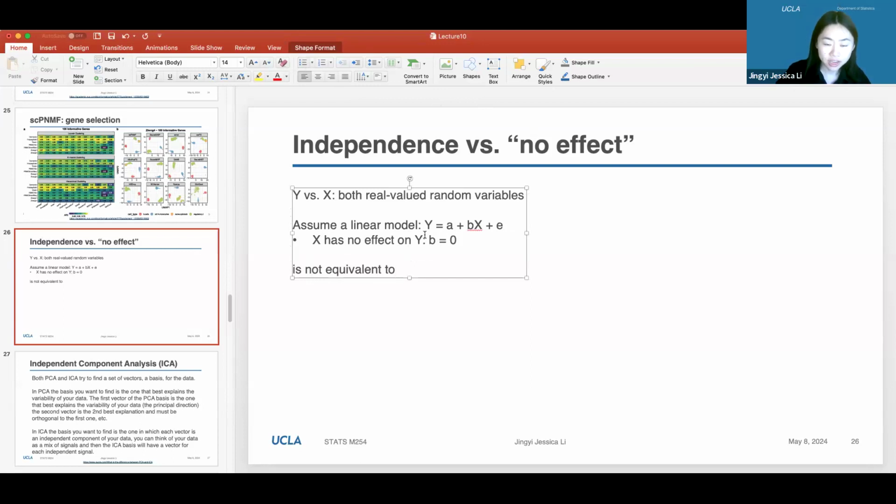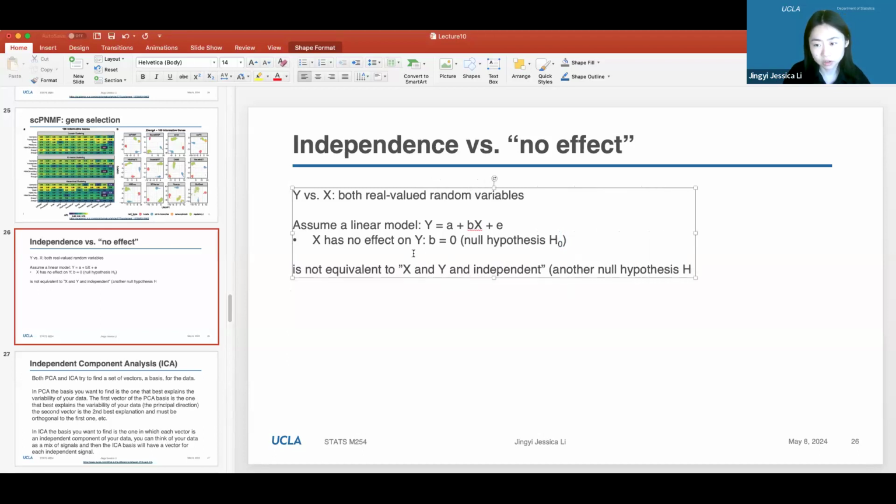If I call this the null hypothesis H0, which is what we use in statistics if you want to test whether the slope is zero or not, this is not equivalent to another null hypothesis, that X and Y are independent. This is another null hypothesis, H0. So what is the difference?